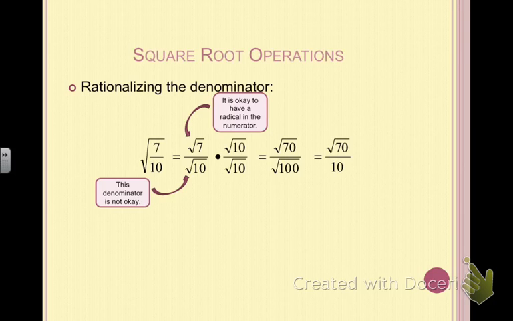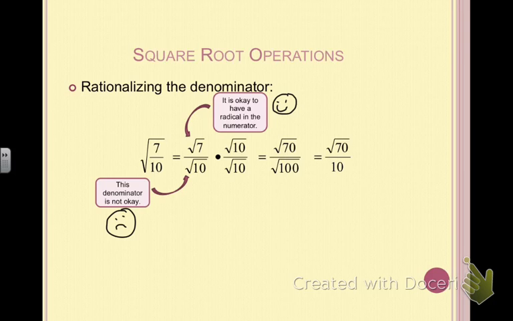It is okay to leave the radical sign in the numerator, but we can't leave a radical sign in the denominator. In order to remove the radical sign from the denominator, we must rationalize it. To rationalize the denominator, you must multiply both the numerator and the denominator by the denominator itself. The square root of 7 times the square root of 10 is the square root of 70. The square root of 10 times the square root of 10 is the square root of 100.